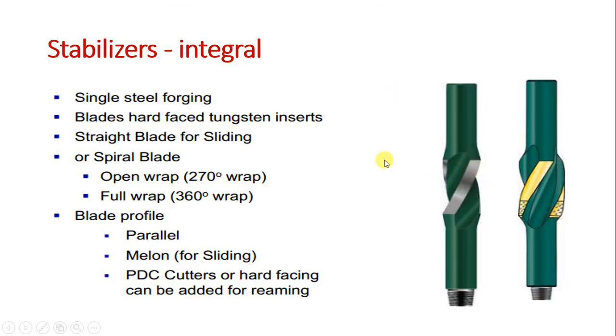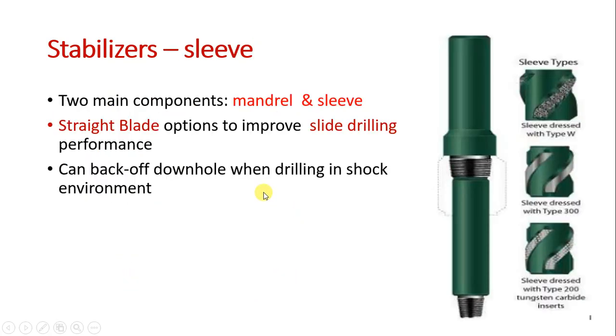Here is the stabilizer, a single steel forging with hard facing or insert-style blades. The blades can be straight, or sliding like what we see here, or spiral, like an open wrap to 270 degrees, or a full wrap at 360. This is very important: the blade profile could be parallel or melon for sliding or BDC cutter, and it depends on different designs.